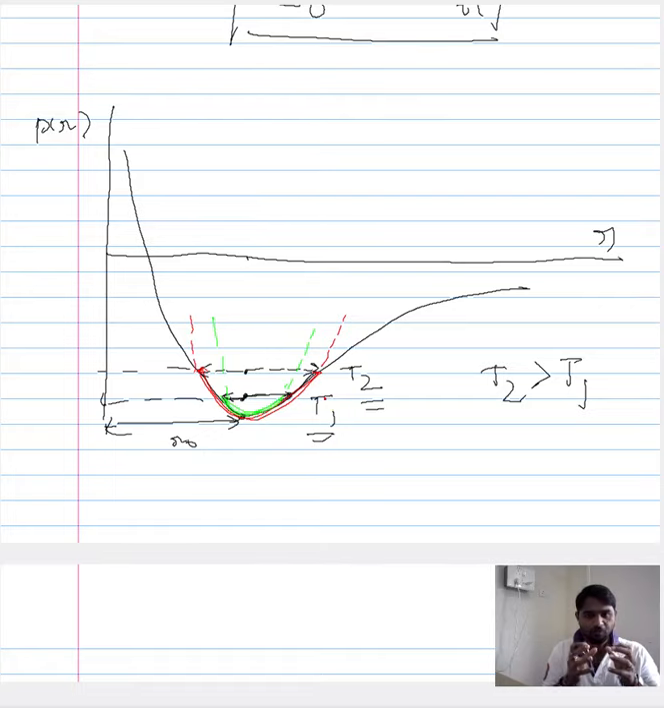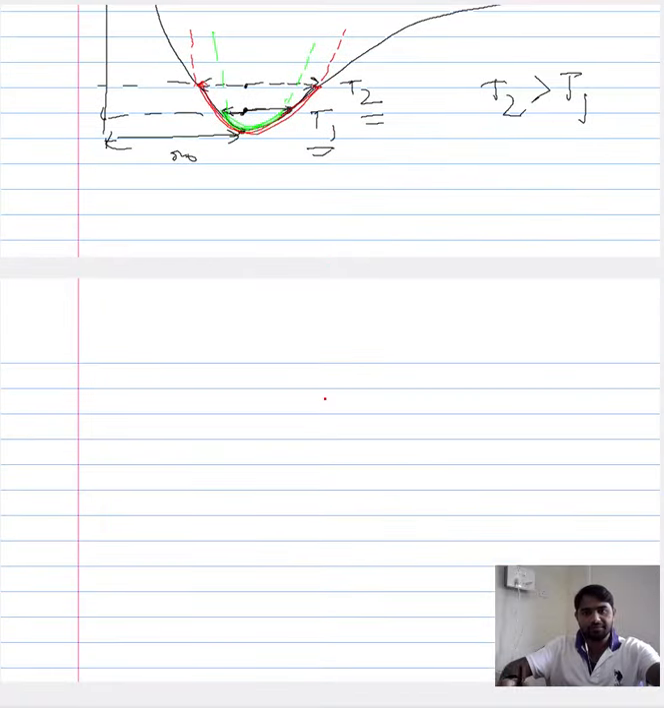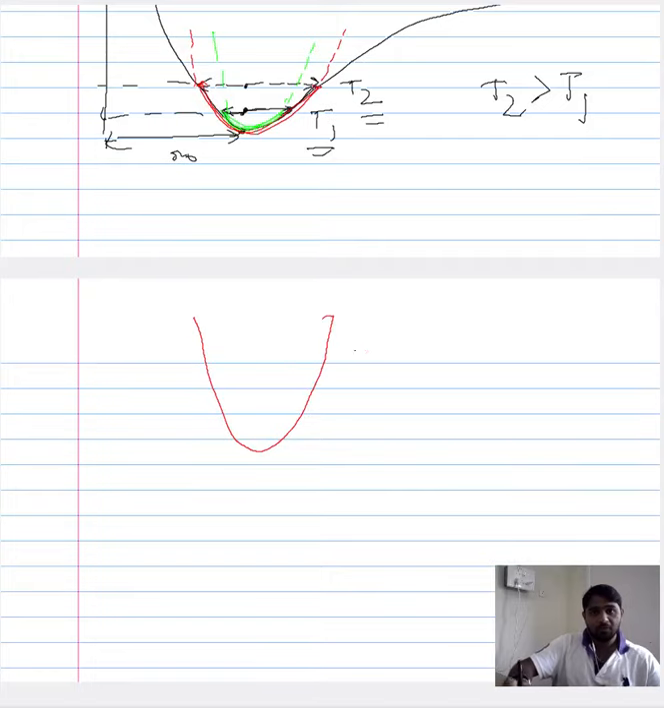What I have done is focus on the part of the interaction potential curve which characterizes the temperatures T1 and T2, and the rest I have just approximated. So ultimately I end up with two curves for T1 and T2, something like this. Of course, they will coincide at R or not. So this is my approximation for T1 and T2.